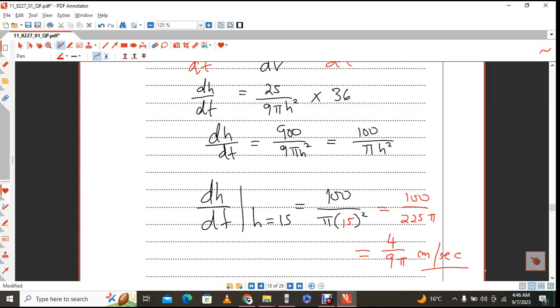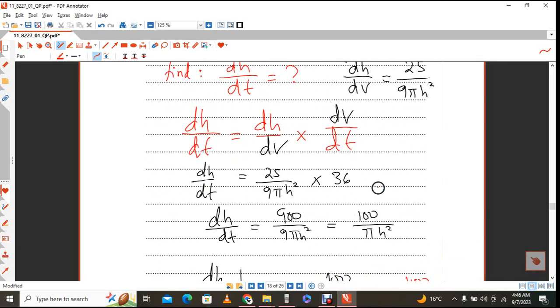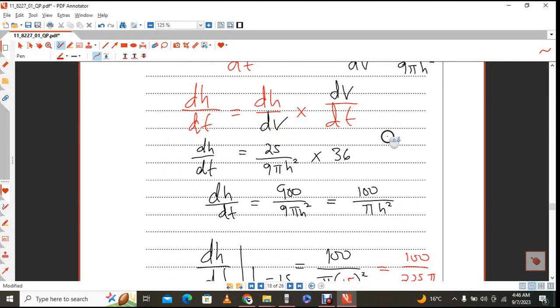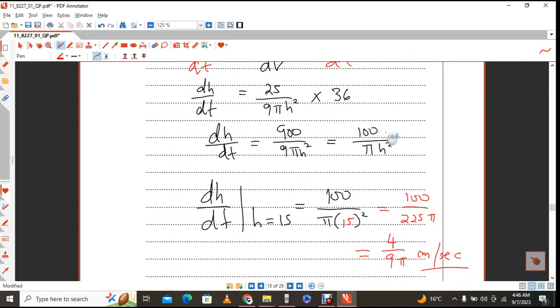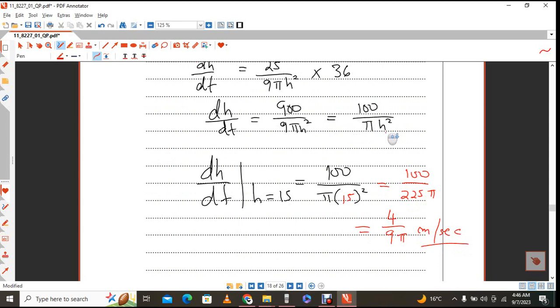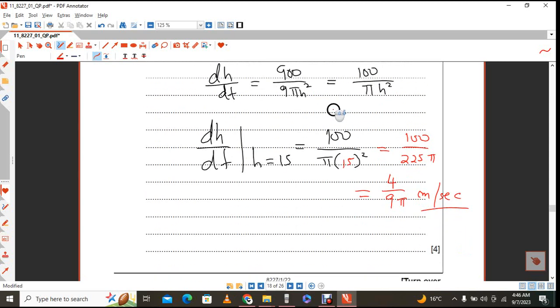You are not going to be penalized for this particular case if you didn't have the units there. All right, so of course you get 1 mark for correct differentiation, dV/dh. You get 1 method mark for correct rate of change using the chain rule. You get 1 mark for substitution of h equals 15 into dh/dt, and then the correct answer of 4 over 9 pi.